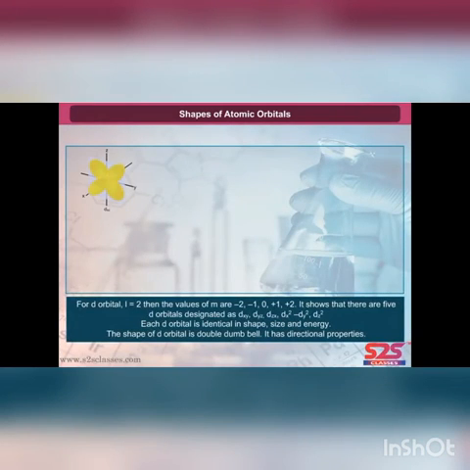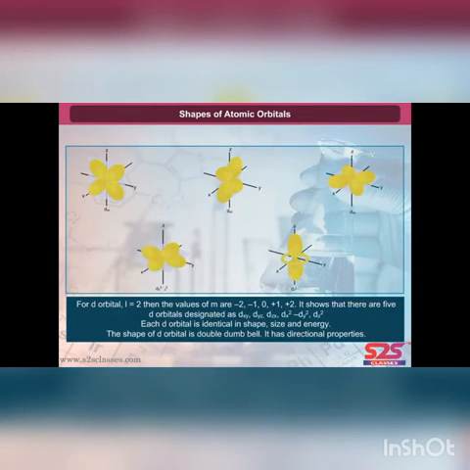For d orbital, l is 2, then the values of ml are minus 2, minus 1, 0, plus 1 and plus 2. It shows that there are 5 d orbitals designated as dxy, dyz, dzx, dx square minus y square and dz square. Each d orbital is identical in shape, size and energy. The shape of d orbital is double dumbbell. It has directional properties.